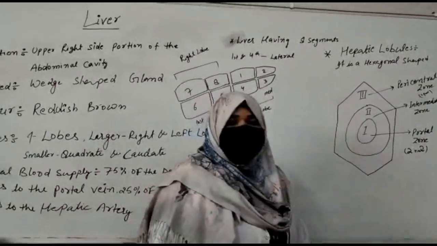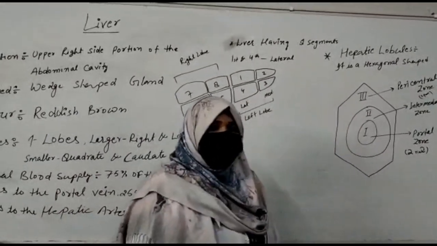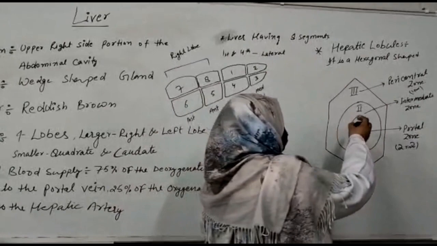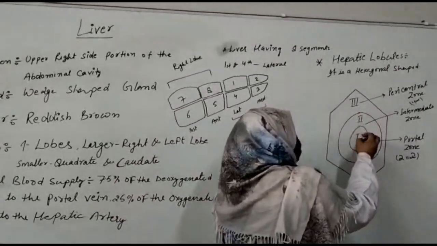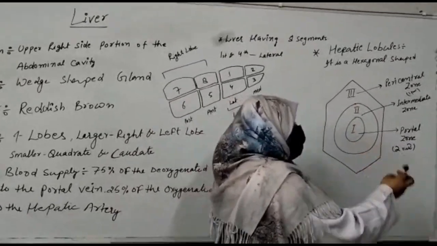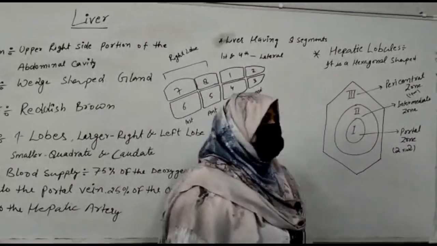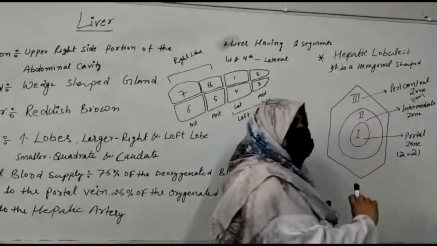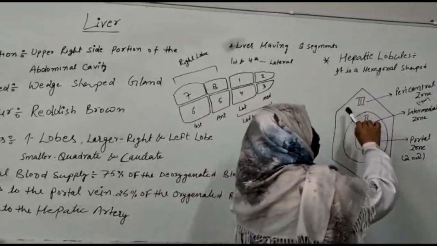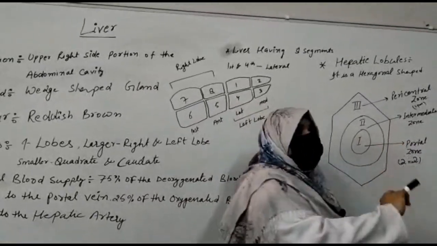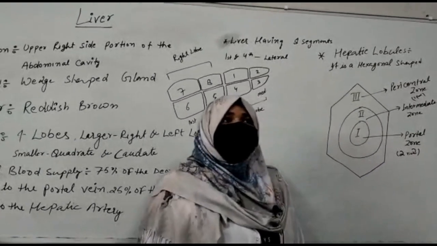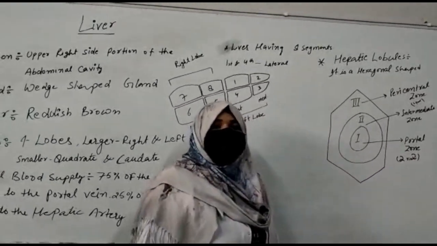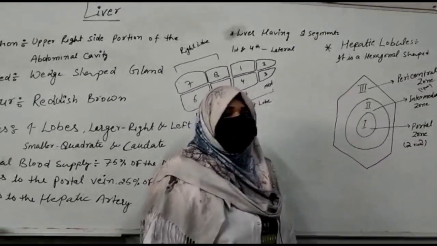Hepatic lobule is a hexagonal shape and the structural unit of the liver. There are 3 zones. First zone is the portal zone. Then the second zone is the intermediate zone. And the third zone is the pericentral zone. The pericentral zone is poorly perfused, and it is affected by alcohol, ischemia, and injury.